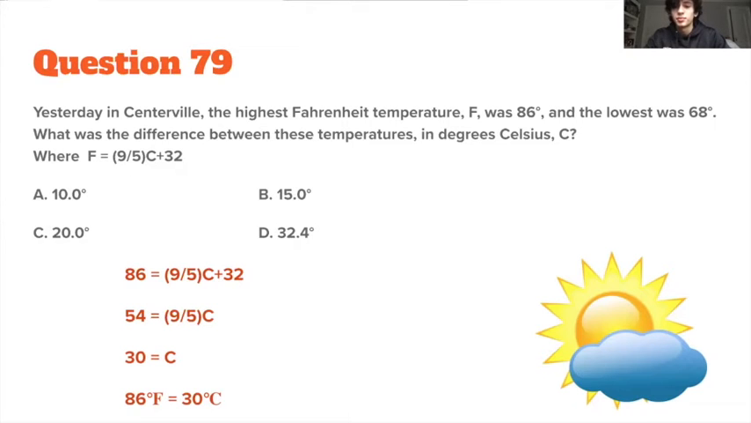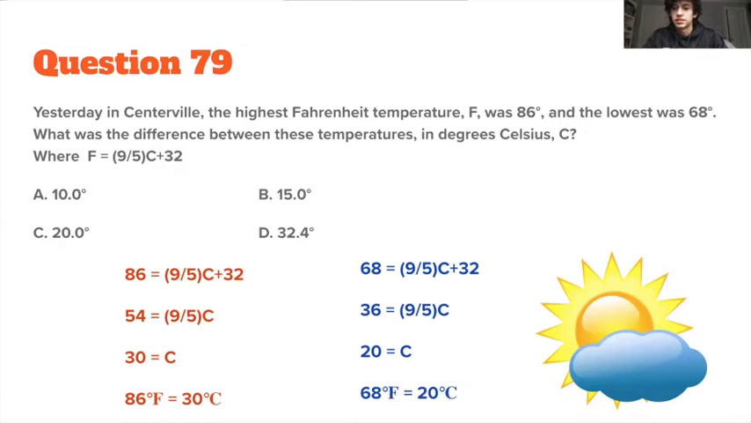We aren't done yet. We still have to find what 68 degrees Fahrenheit is in Celsius. We can use the same process as we did for 86 degrees. We substitute 68 in for F in our equation and get 68 equals 9 over 5C plus 32. Now we subtract 32 from both sides and we get 36 equals 9 over 5C. Once again, we need to multiply both sides of the equation by 5 over 9, the reciprocal of 9 over 5. We find that C equals 20, meaning 68 degrees Fahrenheit is equivalent to 20 degrees Celsius.